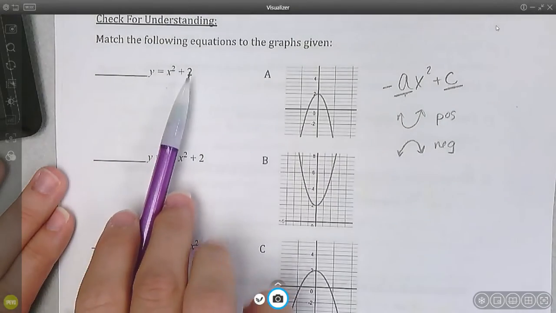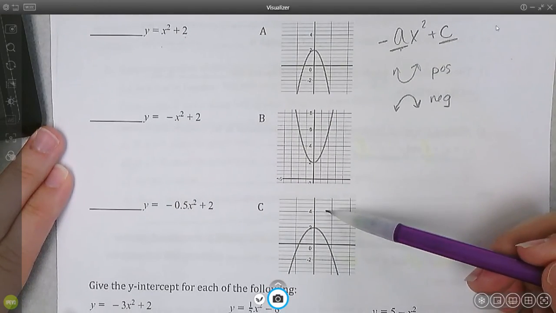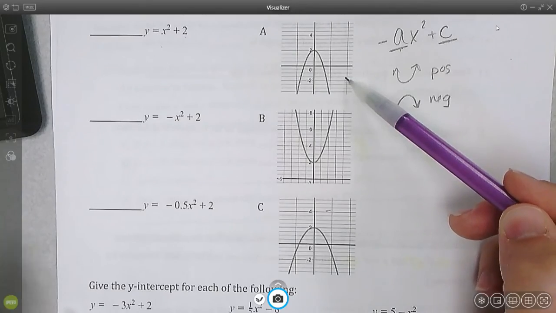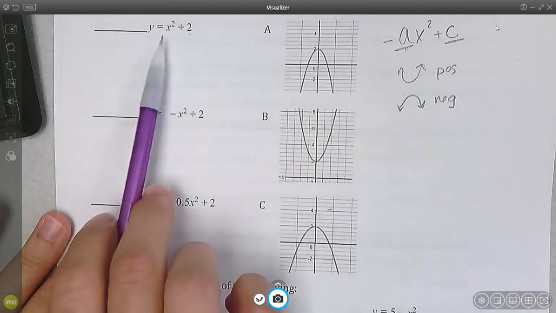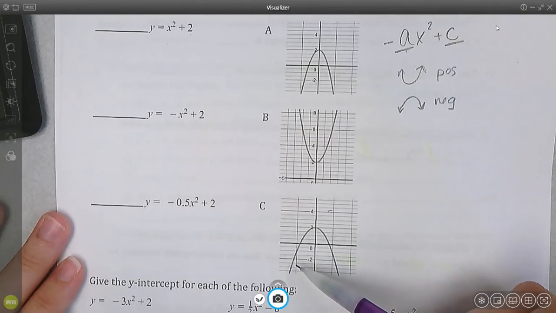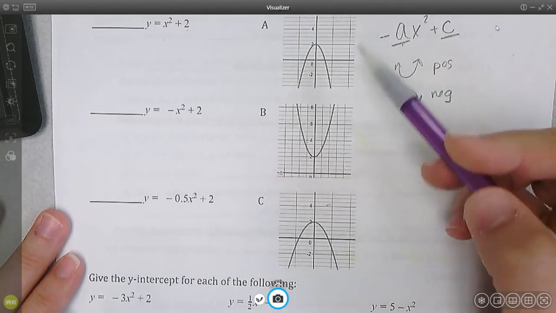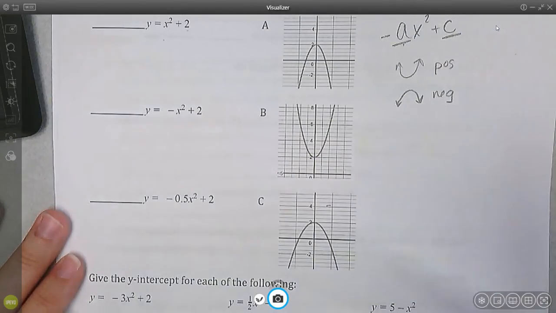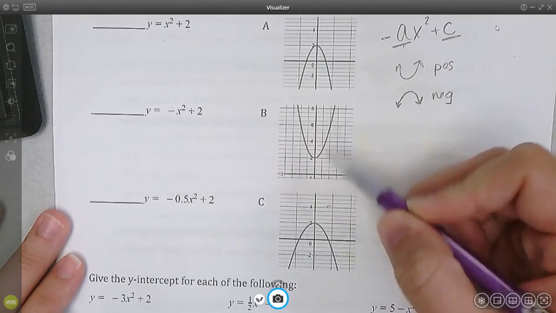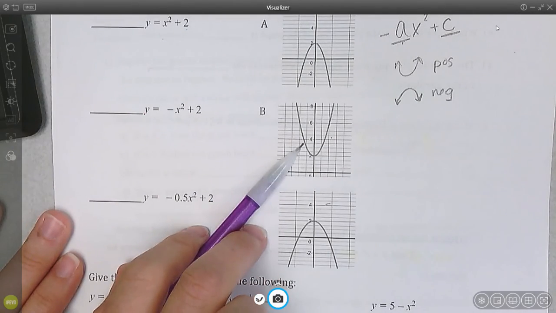So as you're going through these, you have x squared plus 2. So you know that this 2 is your y-intercept. If you look at your graphs, this one has a y-intercept of 2, and this one has a y-intercept of 2. So this one is negative, and this, oh, I lost it. Sorry. This one also has a y-intercept of 2. It was just moved funny, so I didn't notice it. Okay, so this one is negative, this one's negative, and this one's positive. So this one has to be this graph.